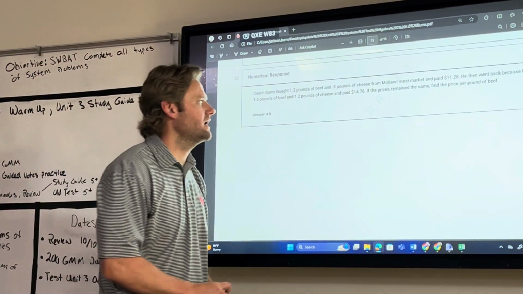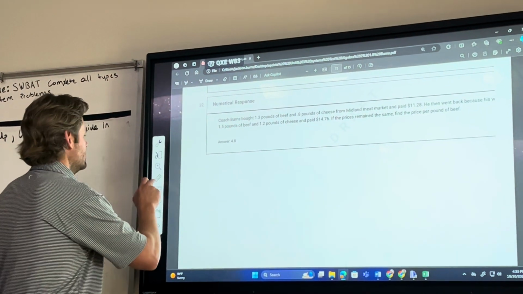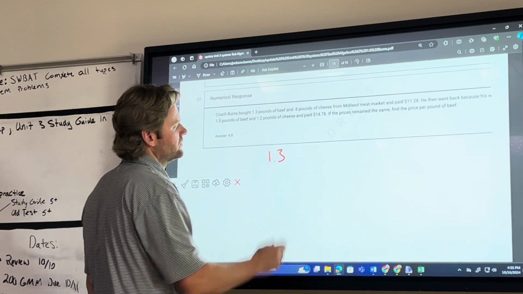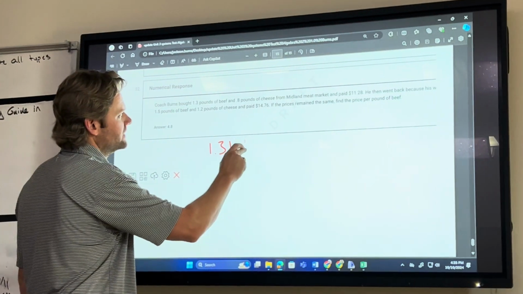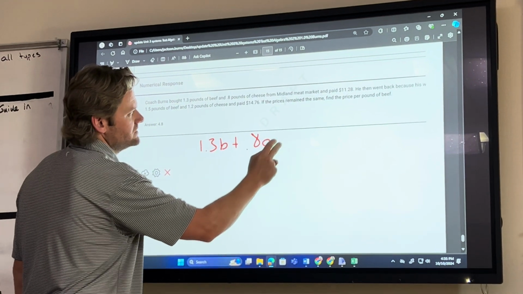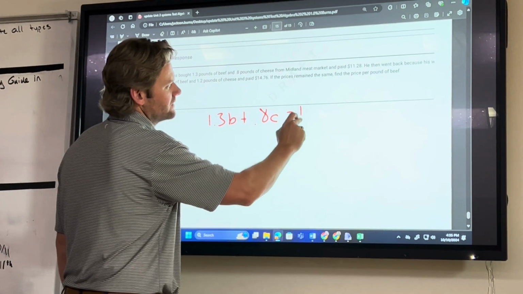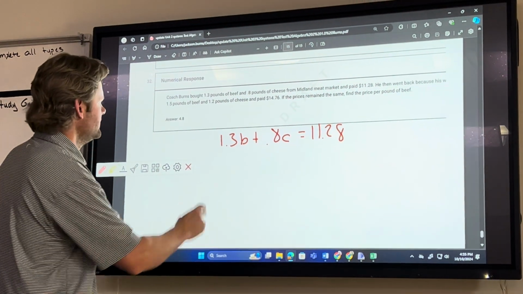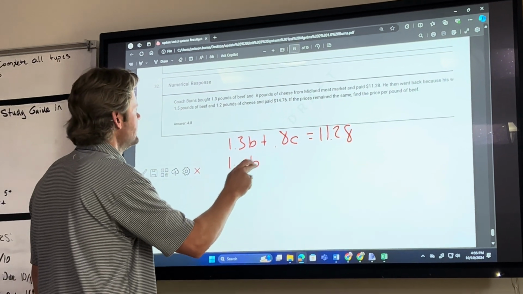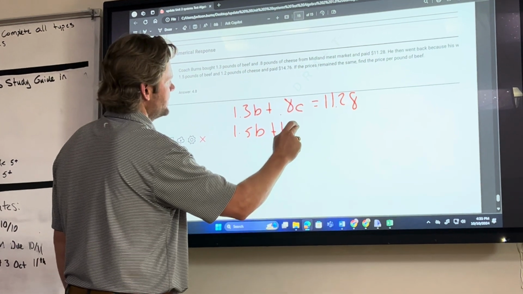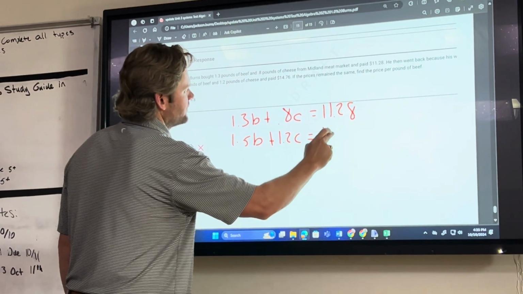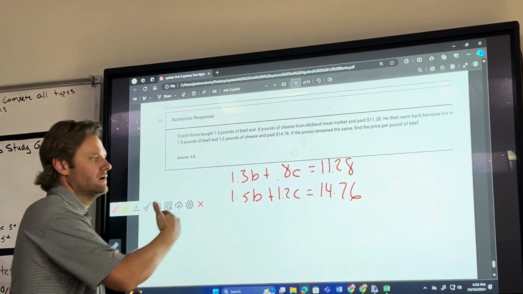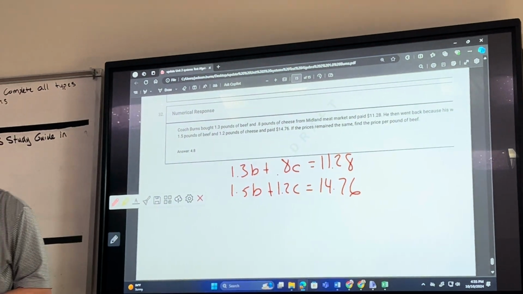And then last problem, Coach Burns bought 1.3 pounds of beef plus 0.8 pounds of cheese from Midland Meat Market for $11.28. Because his wife wanted more, he bought 1.5 more pounds of beef plus 1.2 pounds of cheese and paid $14.76. All right, once you get there, I trust that y'all are gonna be able to solve it.